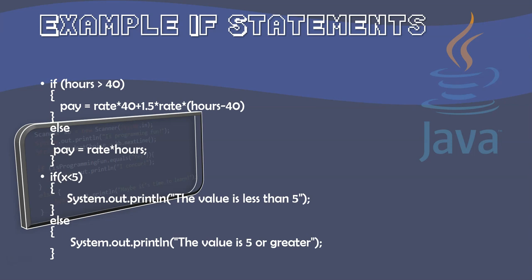If x is less than 5, we could just say x is less than 5. Well, what if it's, let's say, 6? 6 is not less than 5, so what do we want it to say? Well, the value is 5 or greater. Perfect. It's again a great way to give us some feedback and some information about what is actually happening here with this variable.